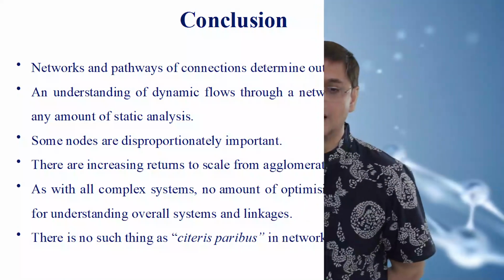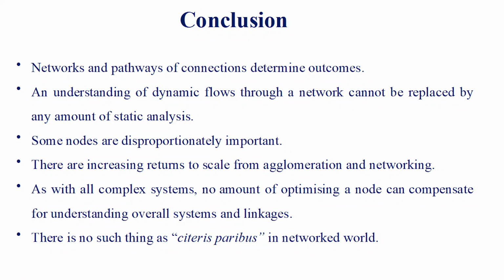So what have we learned from this way of thinking about economics and the world? Well, first of all, networks and pathways of connection determine outcomes. They are important. We cannot think of siloed agents working in isolation. Second, an understanding of dynamic flows through a network cannot be replaced by any amount of static analysis. So how, for example, an epidemic spreads or a financial contagion spreads matters a great deal about how it is networked, not just about how that particular entity is in itself.